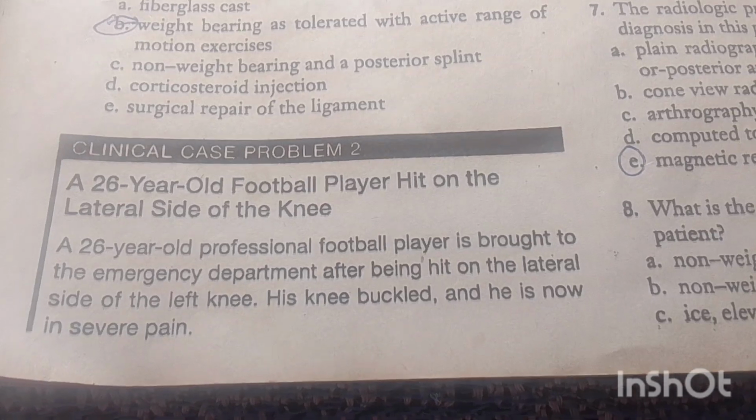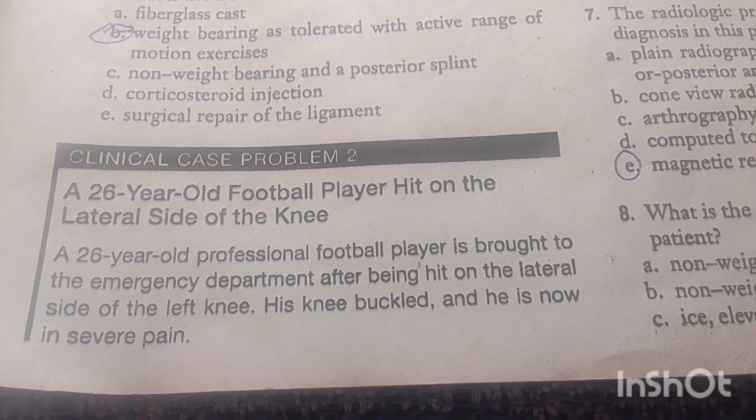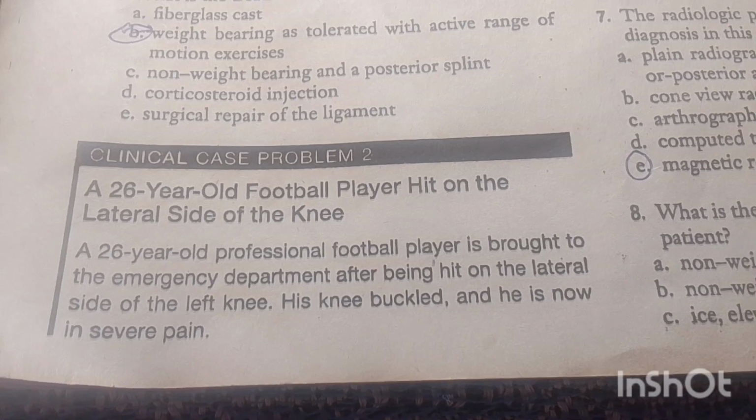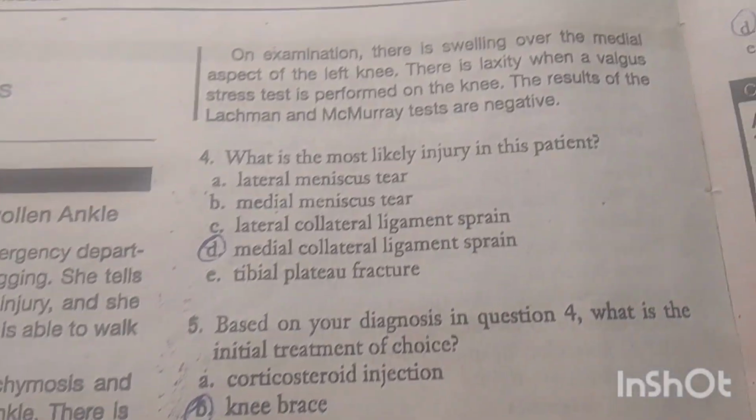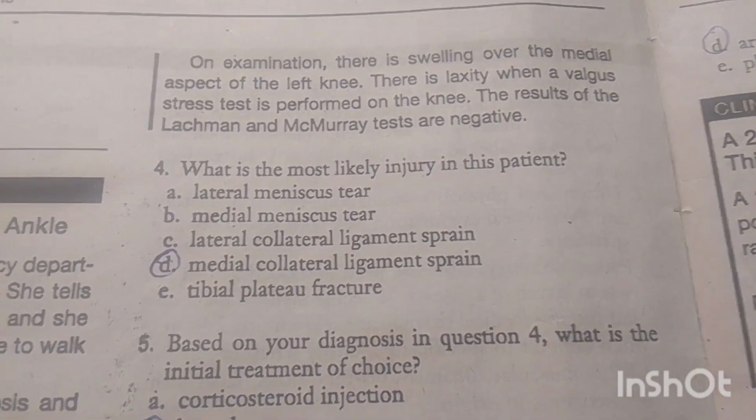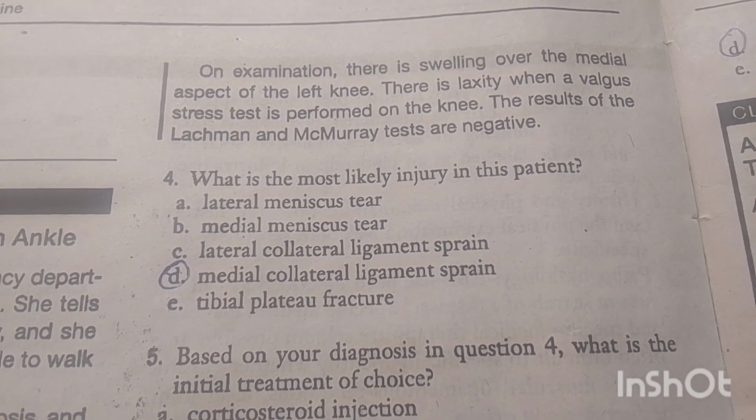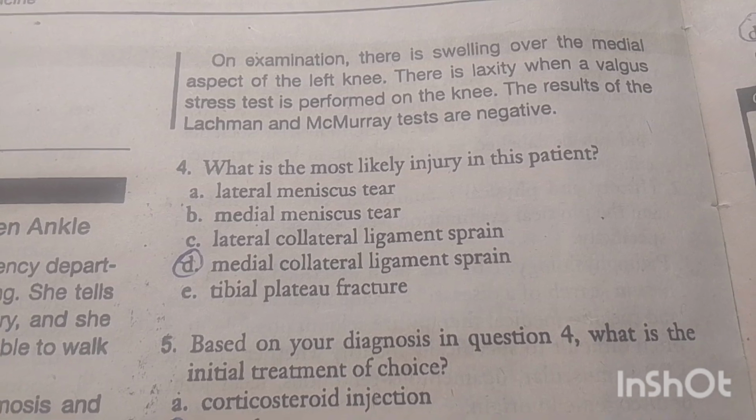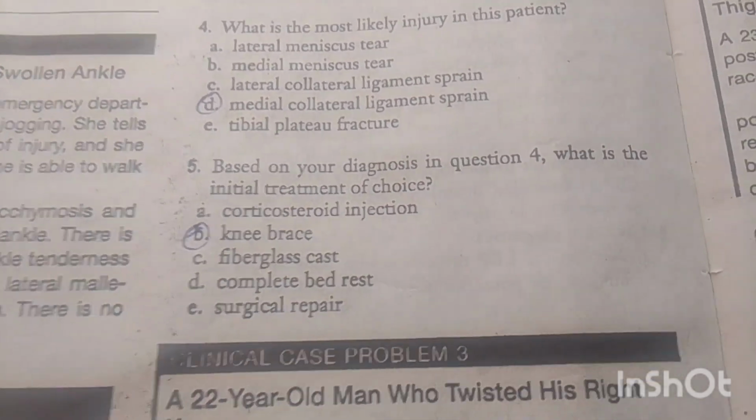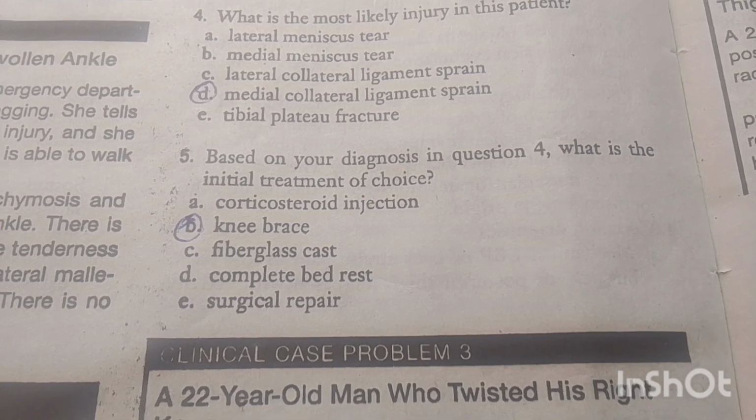Problem 2. A 26-year-old football player hit on the lateral side of the knee is brought to the emergency department. His knee buckled and is now in severe pain. On examination, there is swelling over the medial aspect of the left knee. There is laxity when a valgus stress test is performed. The result of the Lachman test is negative. What is the most likely injury in this patient? Medial collateral ligament sprain. Based on your diagnosis, what is the initial treatment of choice? Knee brace.